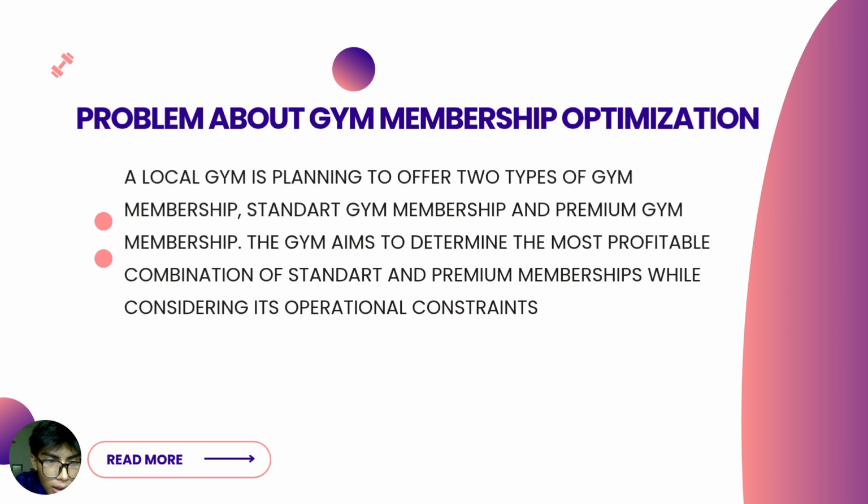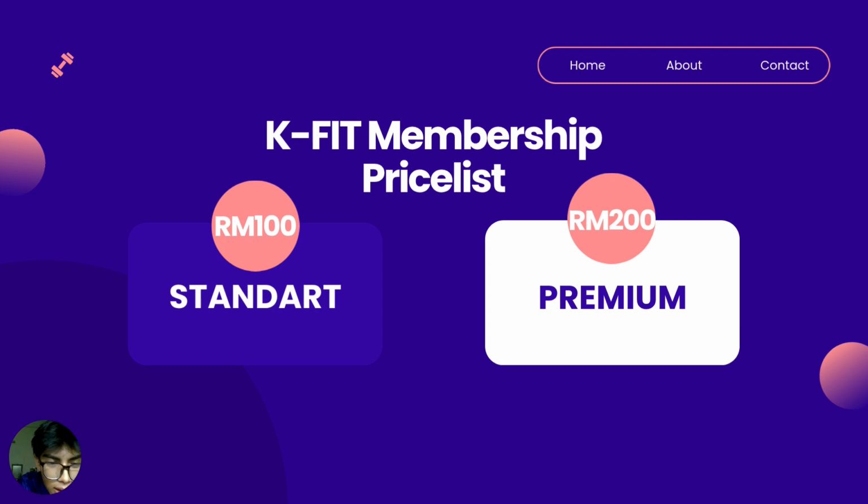So, the problem about gym membership optimizations. A local gym is planning to offer two types of gym memberships. The first type is standard gym memberships, and the second one is premium gym memberships. So the gym aims to determine which is the most profitable combination of standard and premium memberships while considering its operational constraints, like trainer budget, facility space, and minimum revenue targets. So let's move on to the next slide.